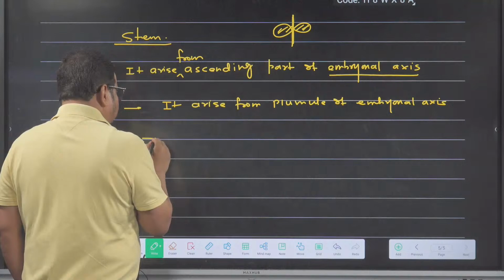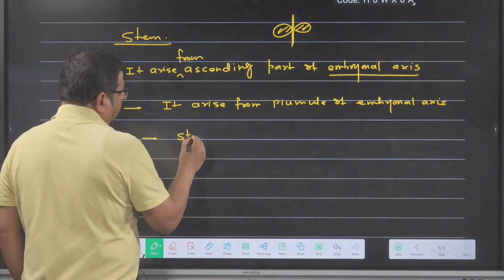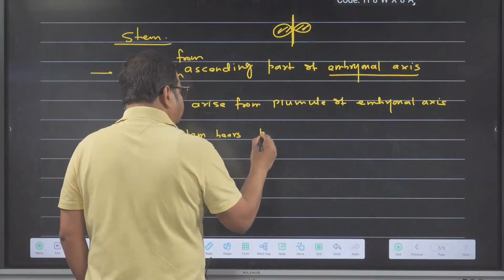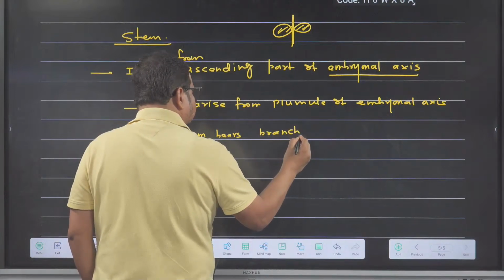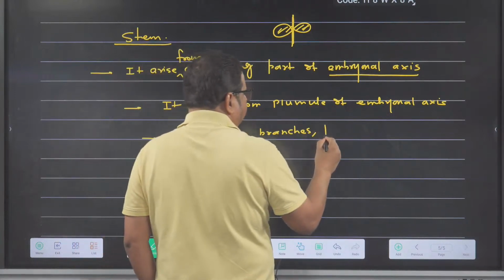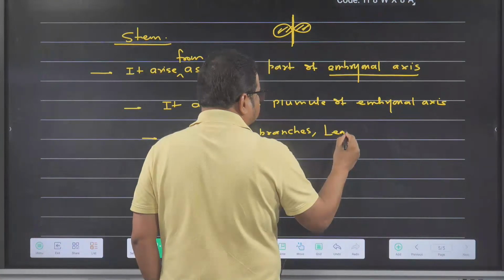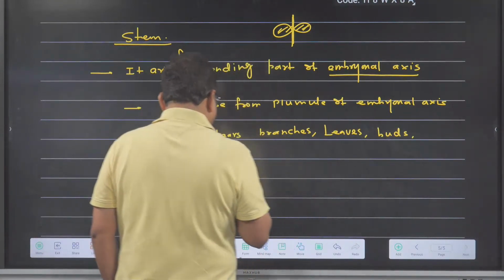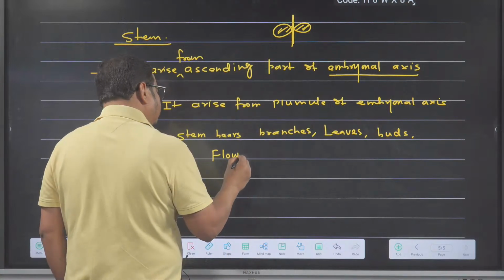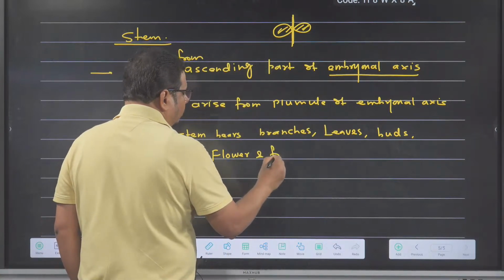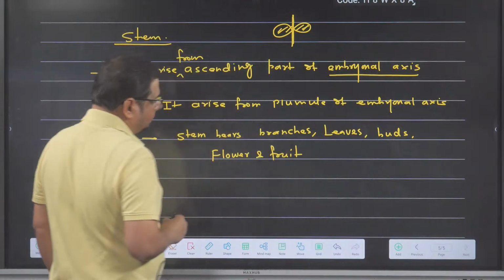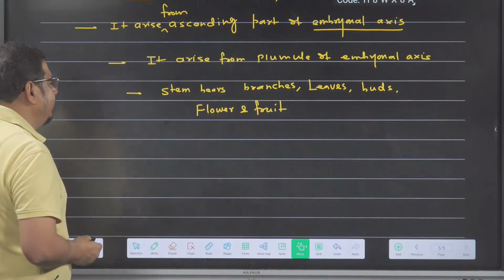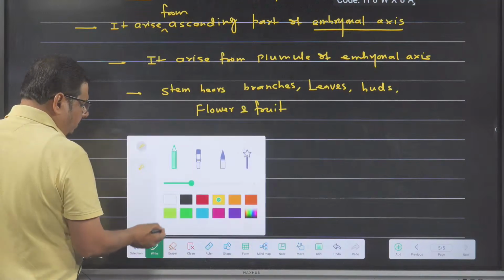So stem bears branches, leaves, buds, flower and fruit. Got the idea? Stem bears what basically? Branches, leaves, bud, flower and fruit.